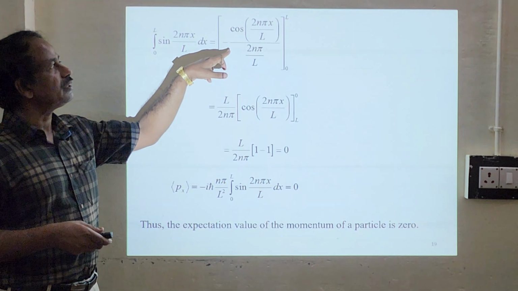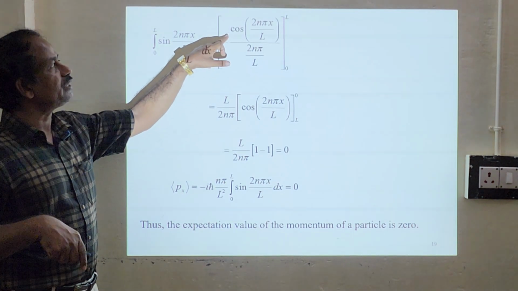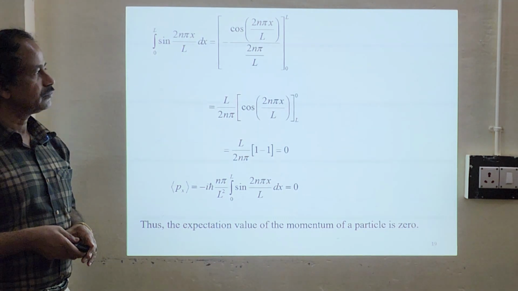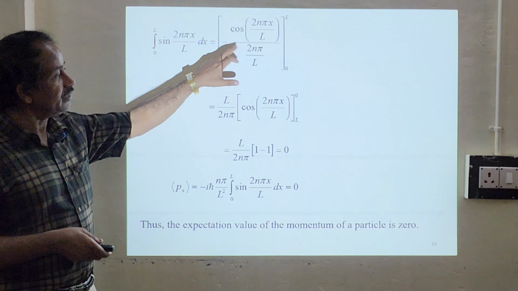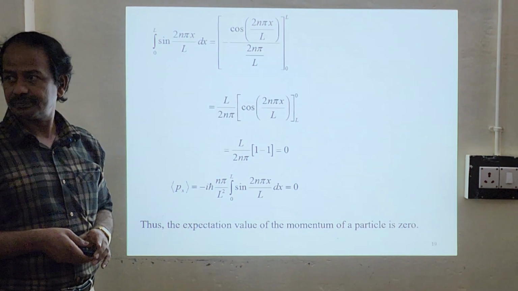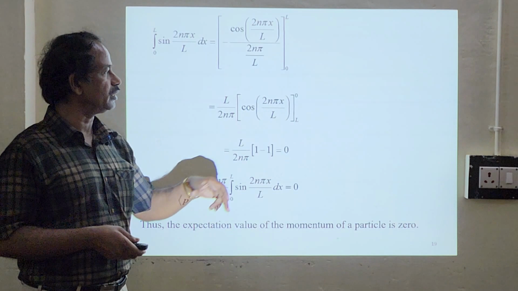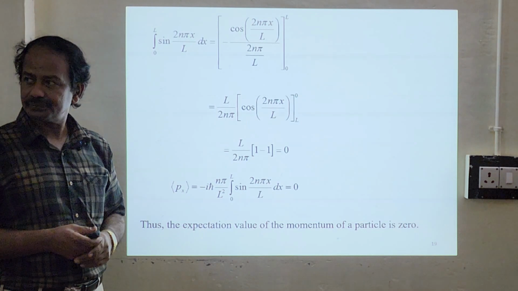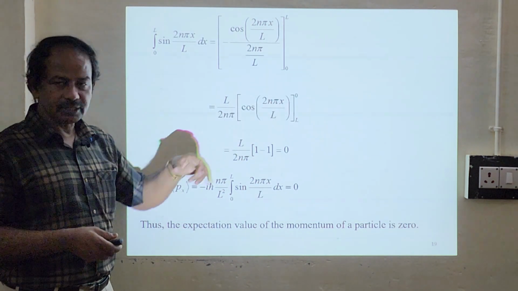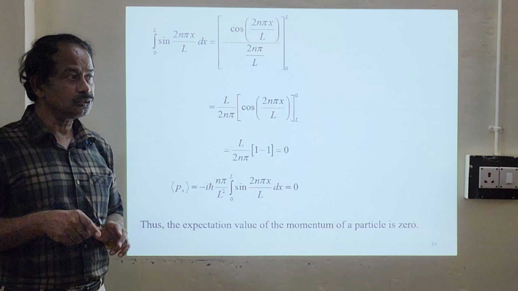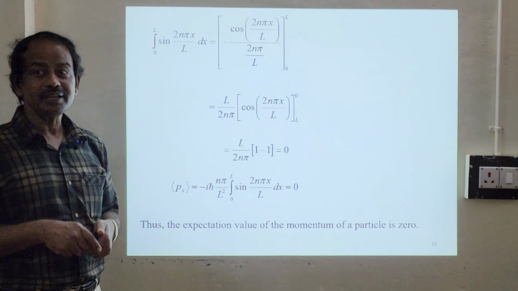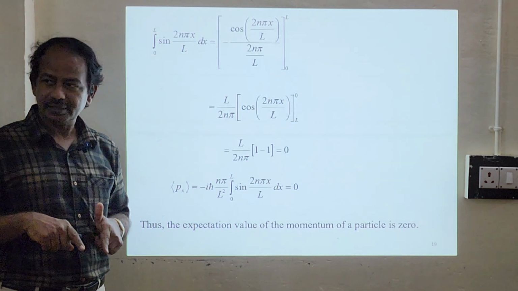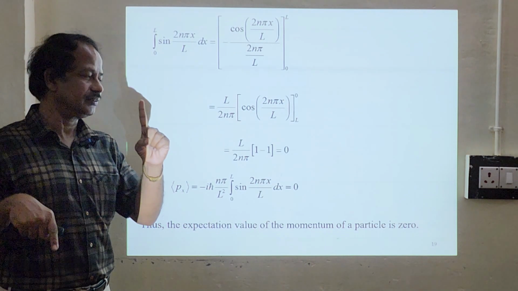When you integrate, that will give you minus cos 2 n pi x by L divided by 2 n pi by L. To remove this minus sign, I have changed the limits, so 0 to L. Now you substitute: cos 0 is 1, so we have written 1 here. And you substitute L, and L will get cancelled. You have cos 2 n pi.